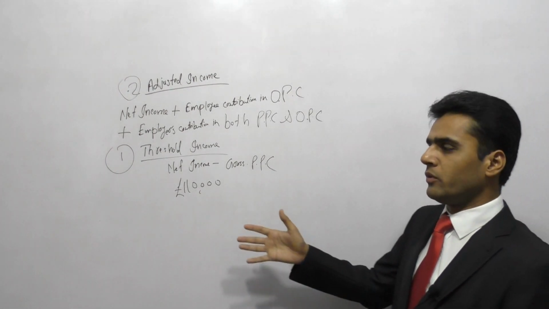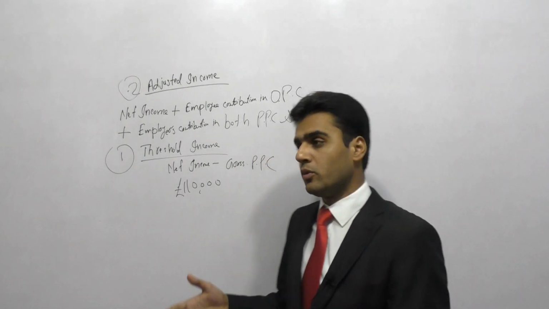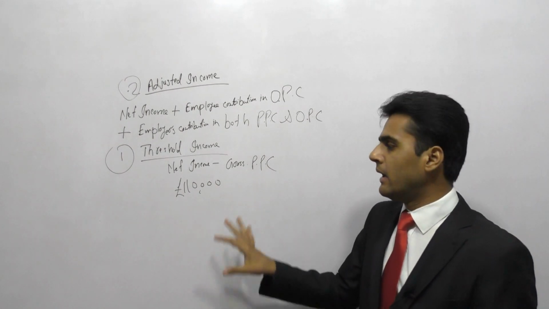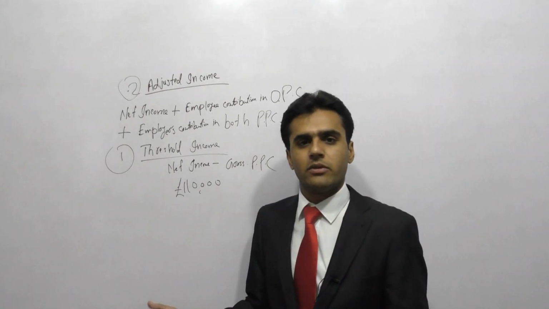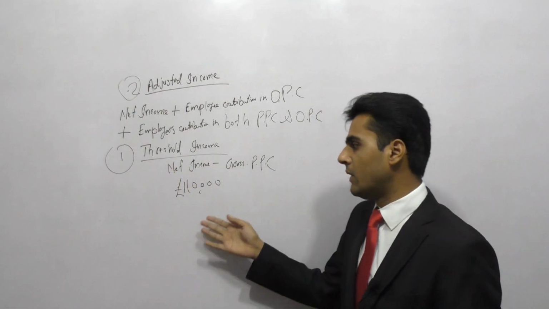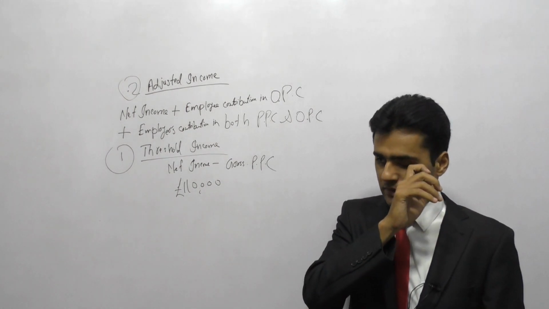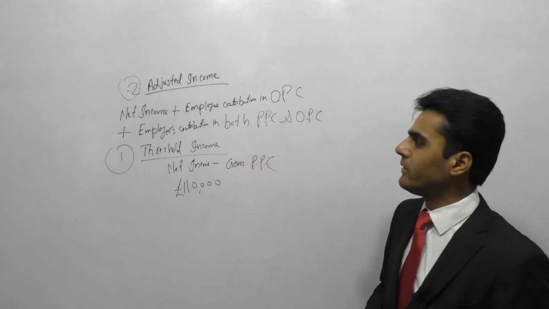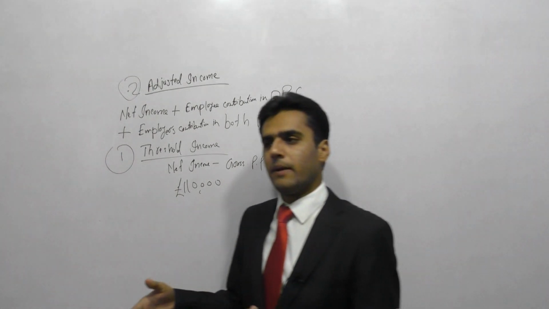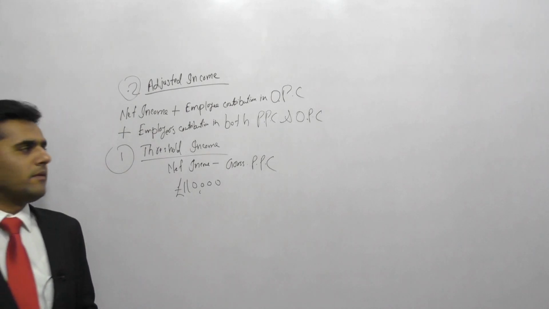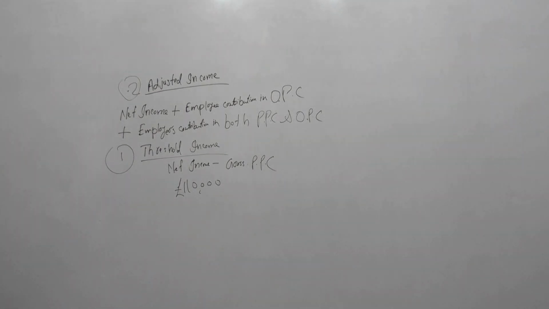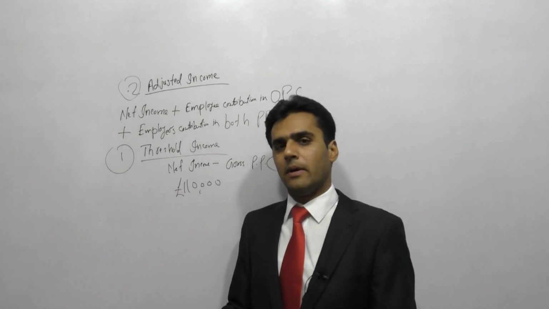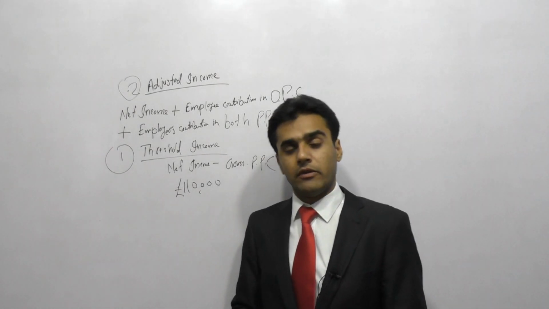The easiest way to learn this rule is to learn it by steps. The first step is to calculate the threshold income, and if threshold income is less than £110,000, we don't need to go to step 2. However, if it is in excess of £110,000, then we need to go to step 2. In step 2, if our adjusted income is in excess of £150,000, for every £2 in excess of £150,000, our annual allowance, which is £40,000, will be reduced by £1.